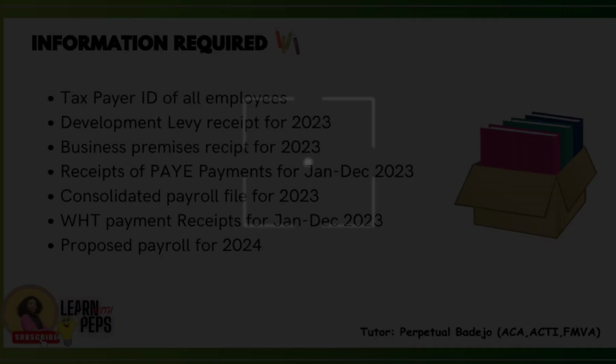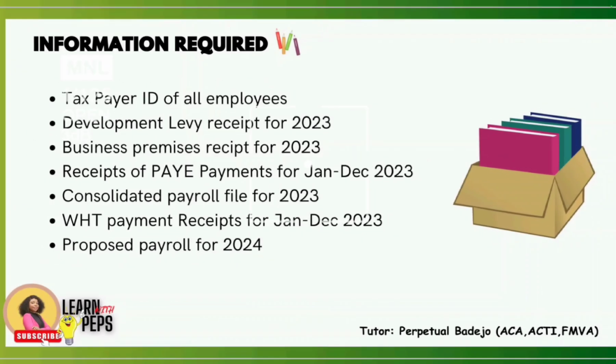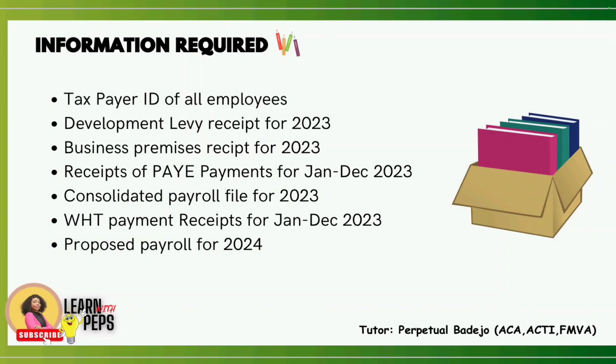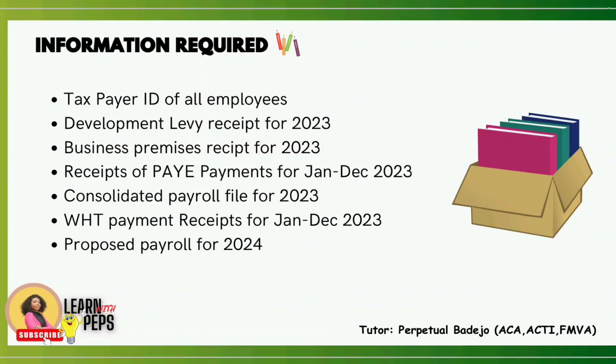Then the fourth thing you need is the receipt of PAYE payment from January to December of 2023. So all the PAYE that you've been remitting on a monthly basis, you need the receipts. You need to go and find the receipts and keep them. The fifth thing you need is the consolidated payroll for 2023. So you need your payroll from January to December 2023. Then you consolidate it into one single file. Then the sixth thing that you need is your withholding tax payment receipt for January to December 2023. So the withholding tax that you've been deducting from your contract staff, from vendors, that enterprise that you dealt with, that you've paid, you need the receipt from January to December 2023.